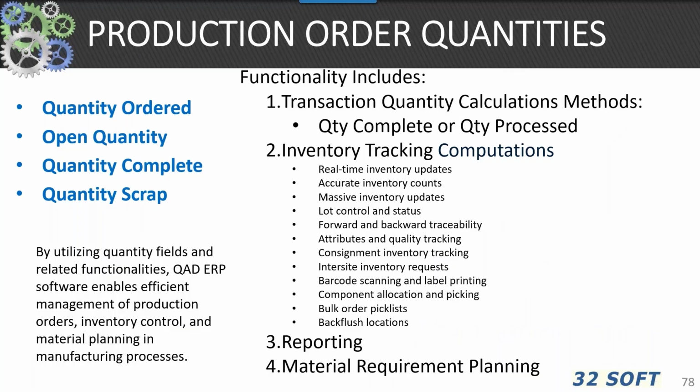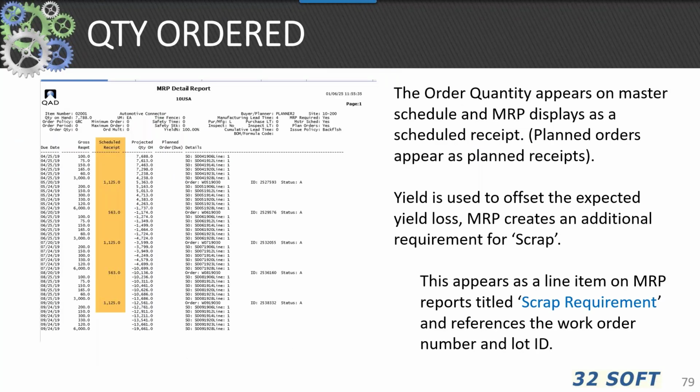Let's review production order quantities just quickly. Order quantity, open quantity, quantity complete, quantity scrapped. Quantity ordered is the quantity that is to be produced. It is expressed in unit of measure. Order quantity is the number of units that MRP uses to plan. If there's an expected yield of less than 100%, this quantity may be greater than the usable quantity, so MRP gives you a scrap requirement, increasing the requirements for that projected quantity on hand.